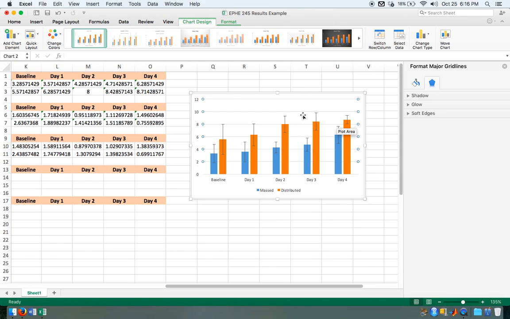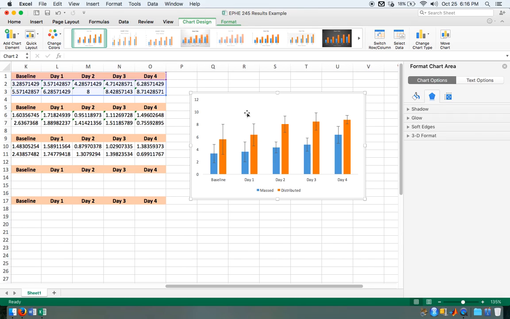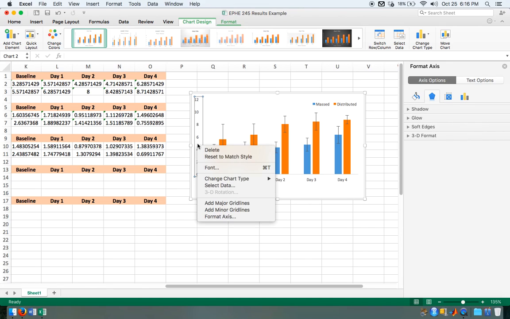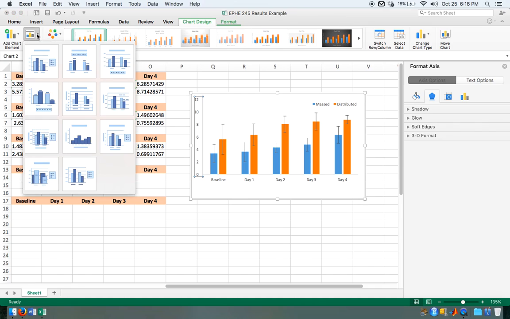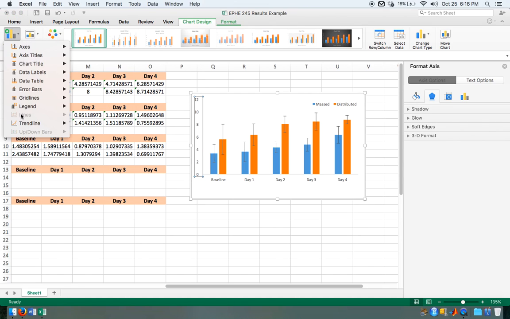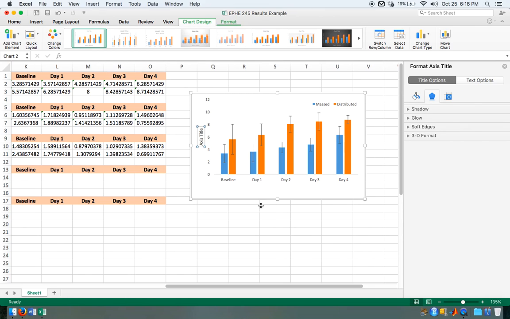I'm going to delete these horizontal lines. All I did there was I clicked on the lines, I'm hitting the delete button. I'm going to move my legend. You might have to play around with your legend. And then I'm going to move it to the top there. I'm going to add axis titles. So just like where we got the error bars, we have axis titles. So I want a vertical one. I'm going to call this reaction time.